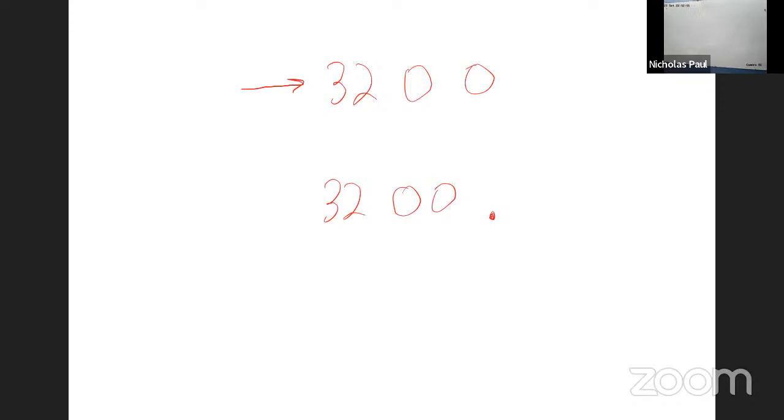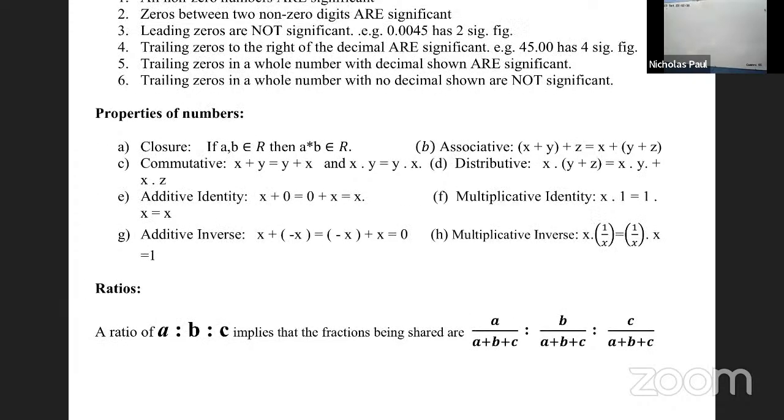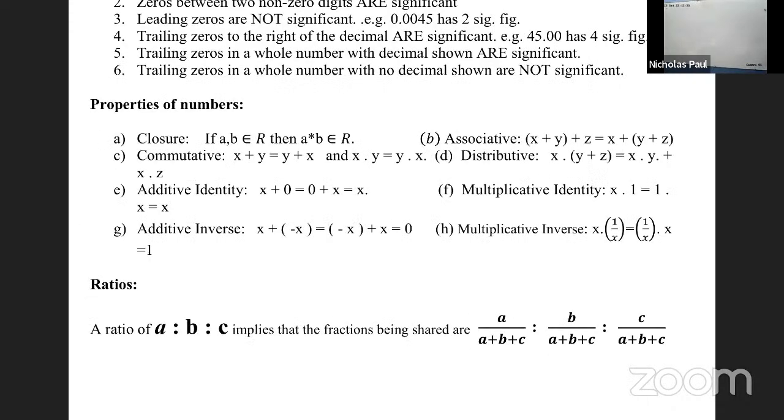That's okay? But if I put in a decimal place, how many significant figures do we have? 4. All right? So those are some rules I just wanted you to remember. There are some other things that we need to know. You don't really see them as much in maths, but there are some quick rules that we need to remember.